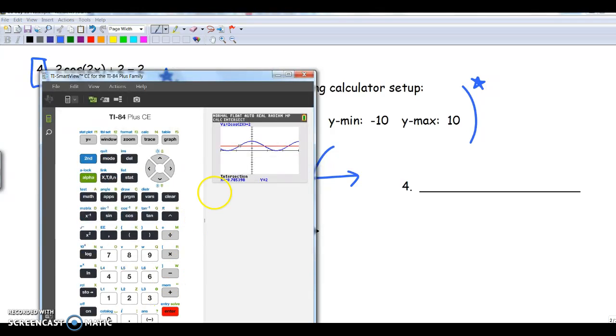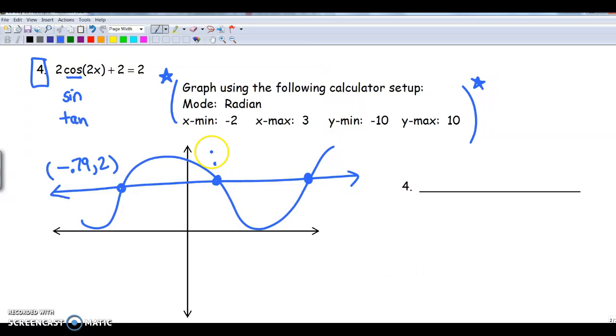And then we're going to do it again for this next point. So second trace, number 5. And you're going to move it over to the middle point here, or close by. And once you're there, you're going to hit enter 3 times. Once, twice, 3 times, and you round to the nearest hundredth. This time you get 0.785, etc. So that'd be 0.79, comma 2.